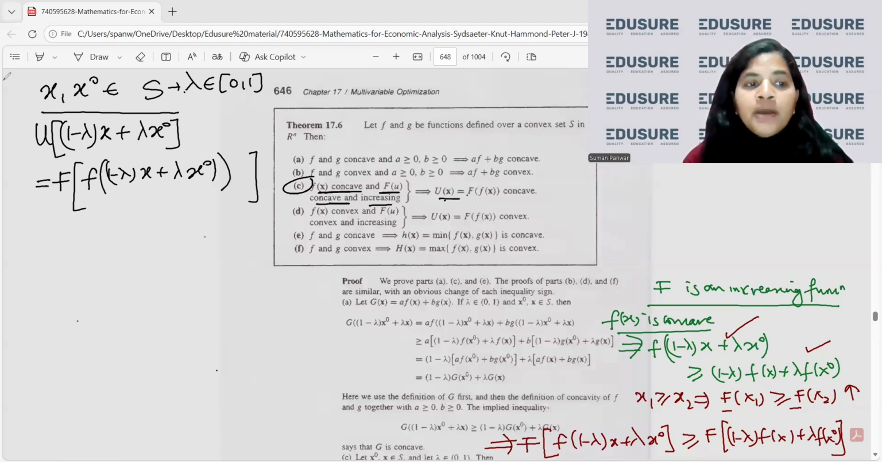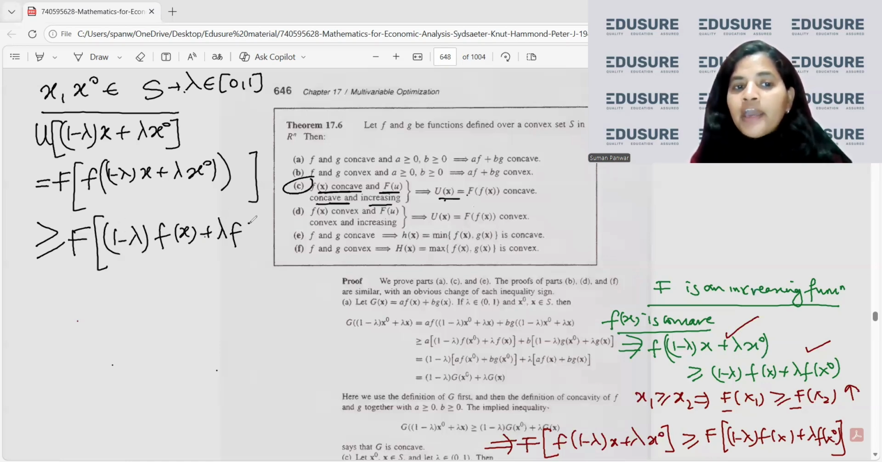And therefore now in my proof, I can replace this equality by inequality, and I can write capital F of (1 minus lambda) f of x plus lambda f of x naught. I will not be able to do this unless I'm given that small f is a concave function. I could do it only because small f is a concave function and capital F is an increasing function. Now I'm given that capital F is a concave function.